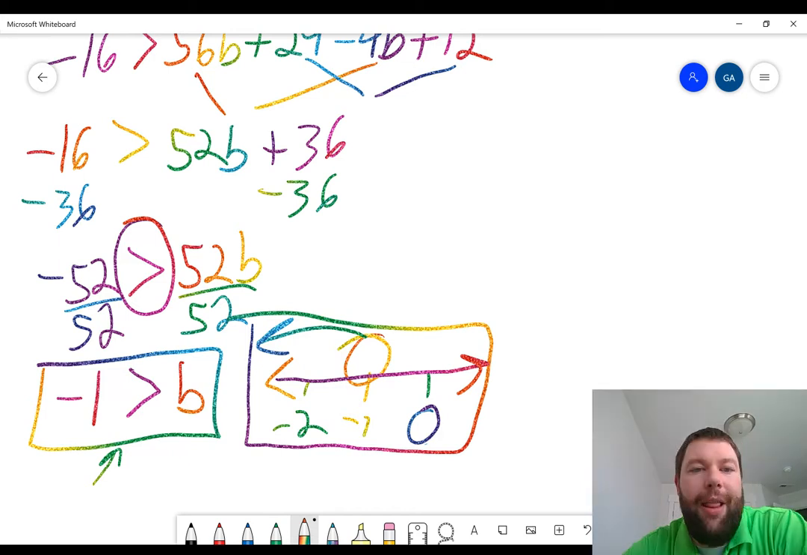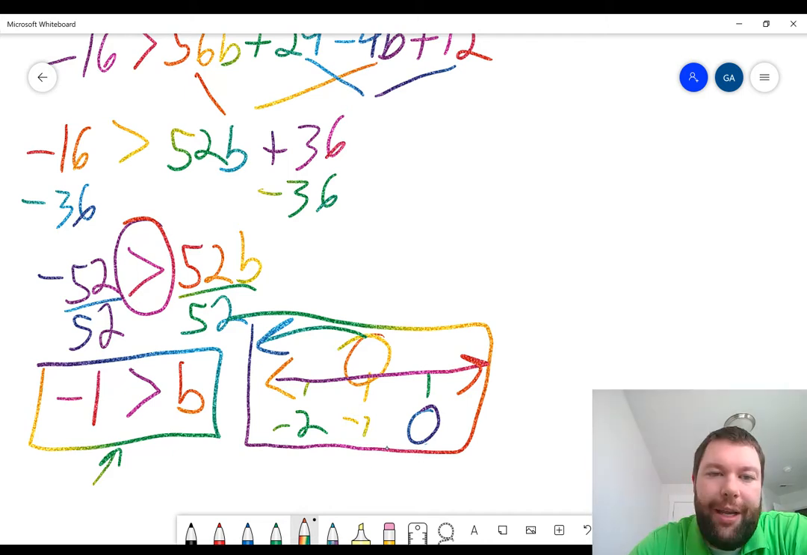And then the last thing I do is my interval notation. Again, interval notation is least number, greatest number. So this is going to the negative infinity because it's going to the left. So that's going to be my least number.